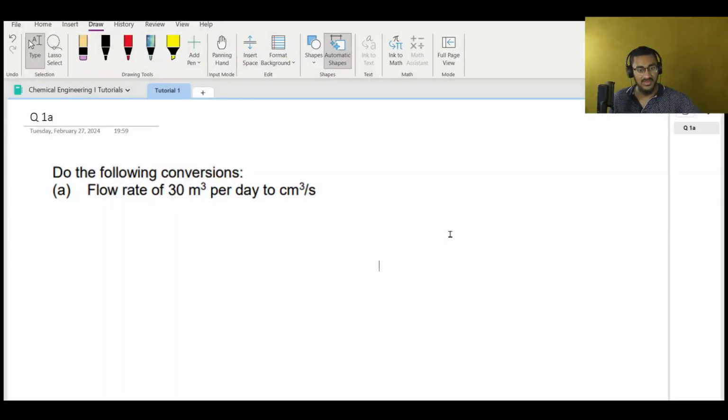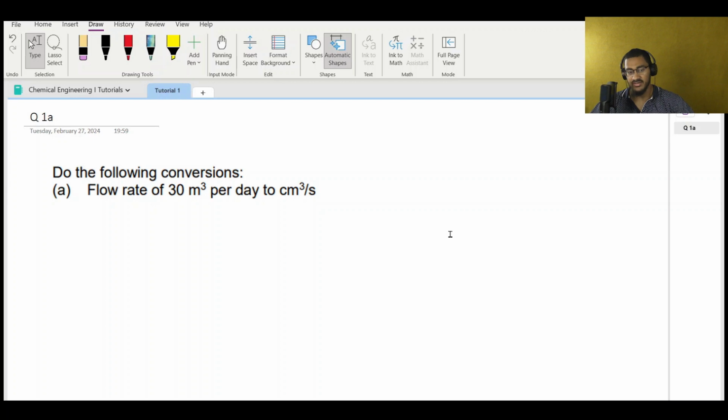All right. Now let's have a look at question 1A. This is our first question as potential future chemical engineers. So let's begin. They say to you, do the following conversion, and they want us to convert a flow rate of 30 cubic meters per day to cm cubed per second.